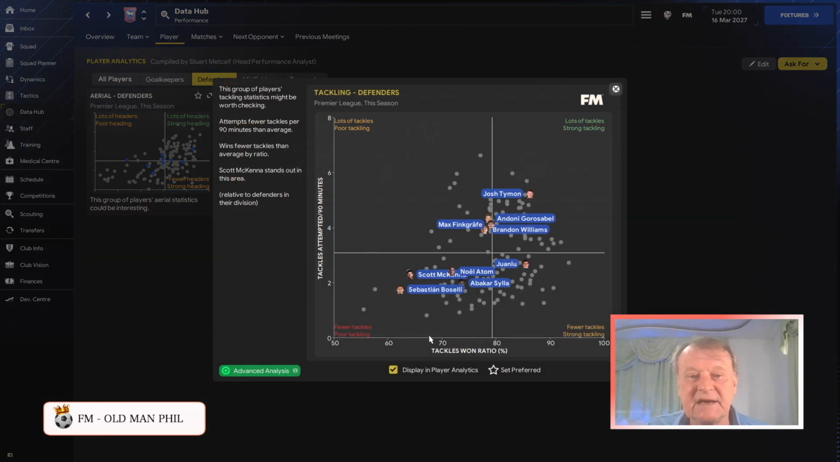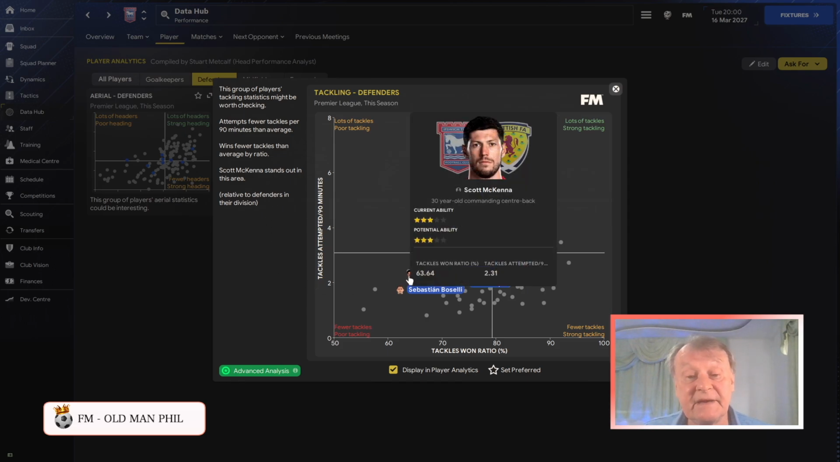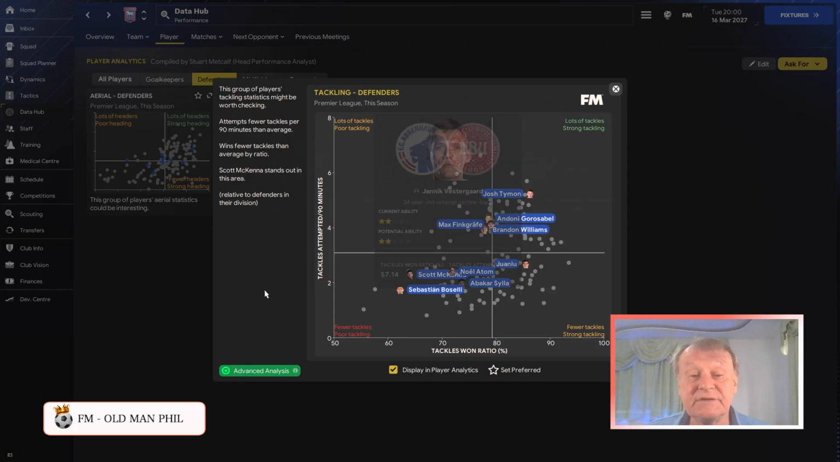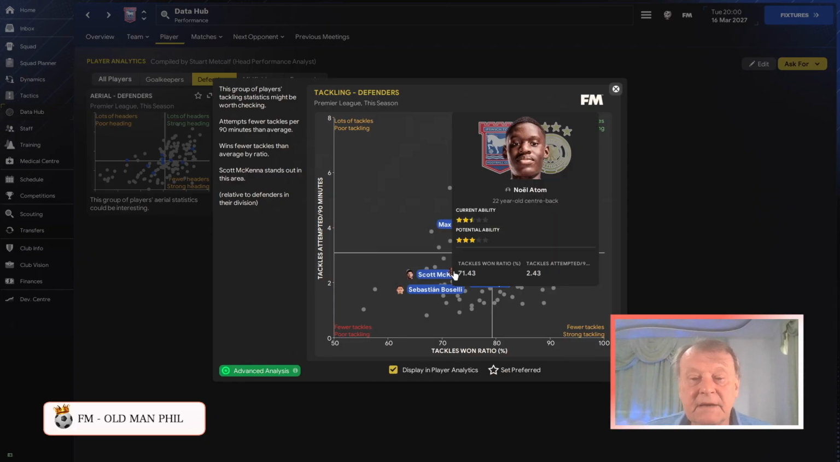Looking at our tackling stats, we attempt fewer tackles per 90 minutes than average. We need to be tackling probably a little bit more. We win fewer tackles than average also by ratio. Scott McKenna stands out in this area because he's making very few tackles. His tackle win ratio is only 63% and he's only actually attempting to make 2 tackles per game. That's not enough for a central defender. Atom once again seems to be the standout defender when it comes to tackling.